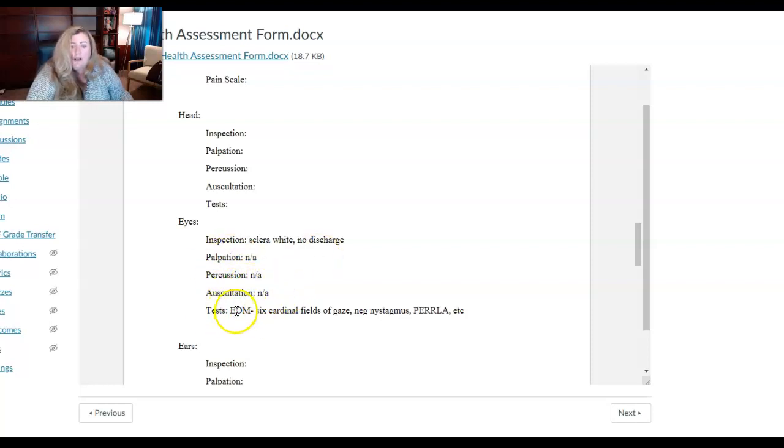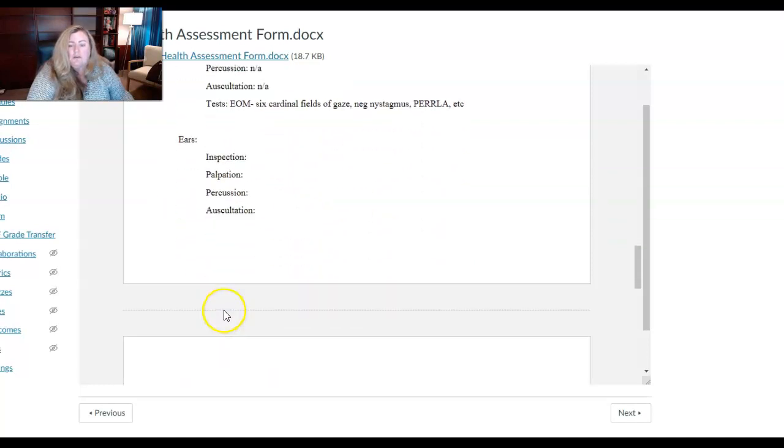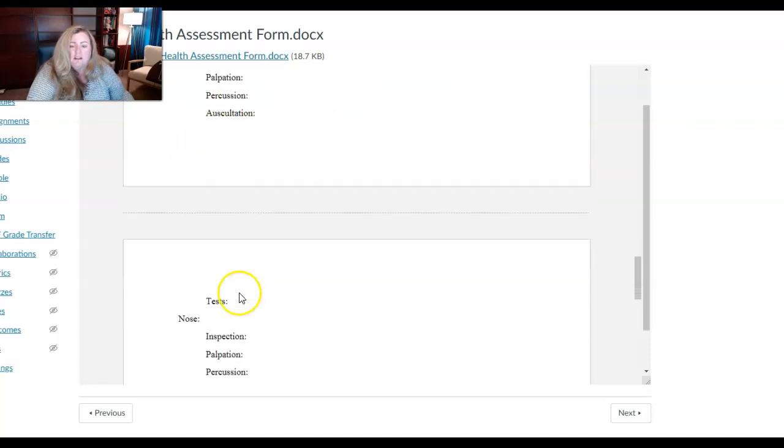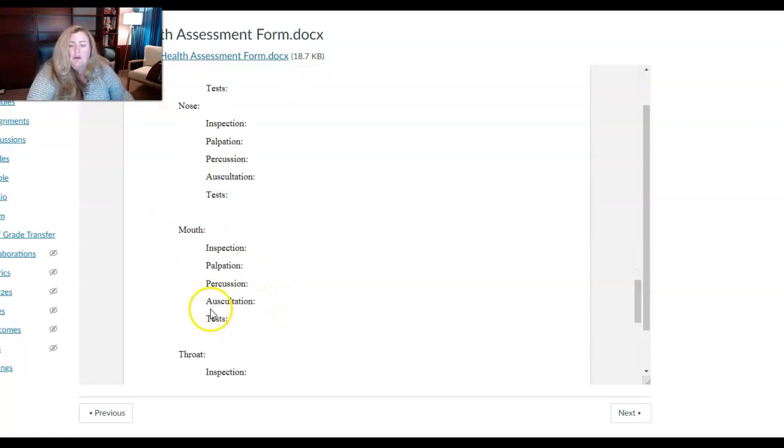Now, tests. There are a lot of eye tests. So you're going to do extraocular movement, which is where you have them focus on your finger, and then you go out and down, and you do the 6 cardinal fields of gaze. You look to see that their eye movements are equal, and that there's negative nystagmus. You look for PERLA. There's more tests that you're going to do. I just used this as an example. So you're going to go on and you're going to do all of those for this. Like ears, you're going to do a hearing test. You can do a hearing screen, a whisper test, or a Weber, or a Rinne. Same thing with all of these.